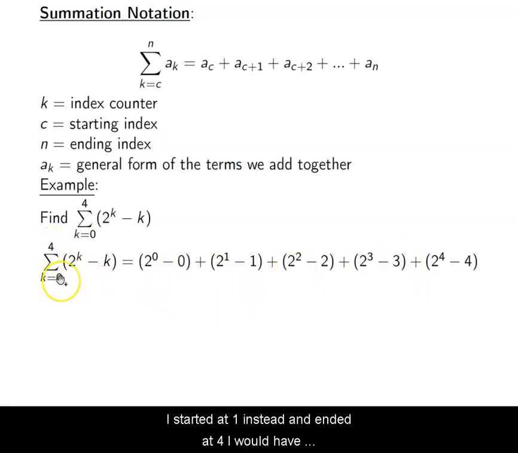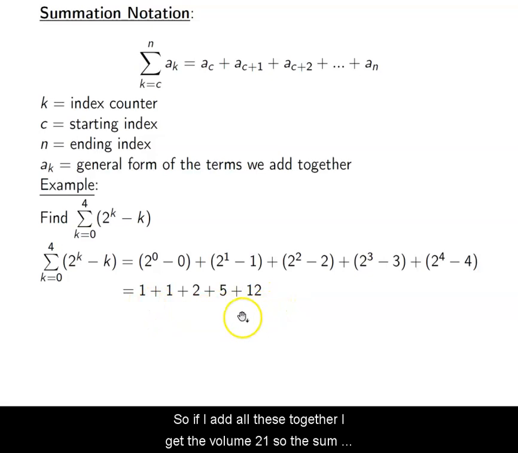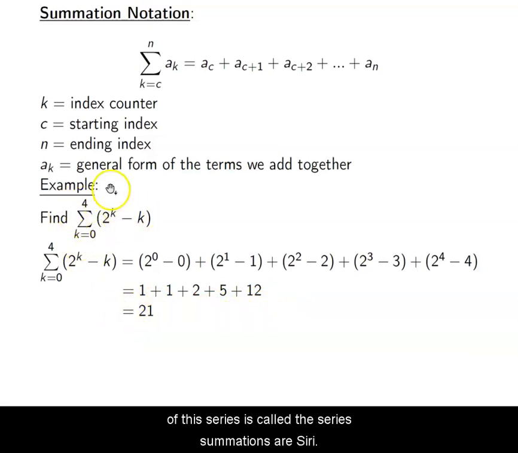If I started at 1 instead and ended at 4, I would have these 4 terms, and this one would not be here. So this is where I start, this is where I end. When I plug this in, this is 1. This is 2 minus 1, which is 1. 4 minus 2 is 2. 8 minus 3 is 5. 16 minus 4 is 12. So if I add all these together, I get the value 21. So the sum of this series, the summations are called series, is 21.